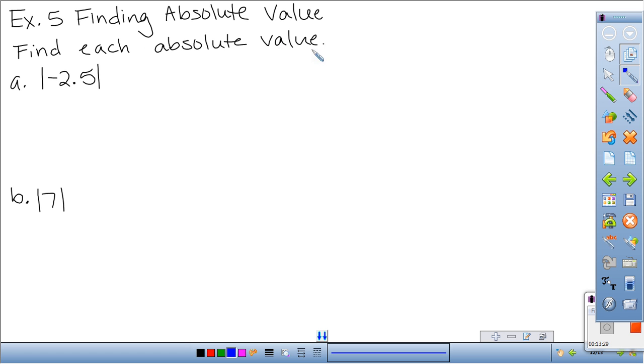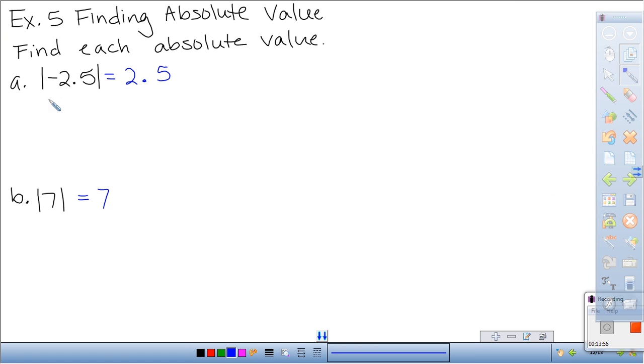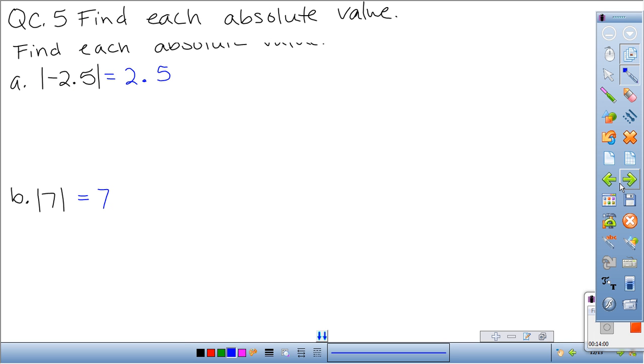Find each absolute value. What is the absolute value of -2 and 5/10? Well, again, it's just the distance from 0, so it would be 2 and 5/10 away. The absolute value of 7 is simply 7. It's 7 away from 0. So hopefully by now you've noticed that when you find the absolute value, it's just always going to be positive. It's whatever your number is inside absolute value, the positive version. Absolute value you can think of as like magical bars that make everything positive.